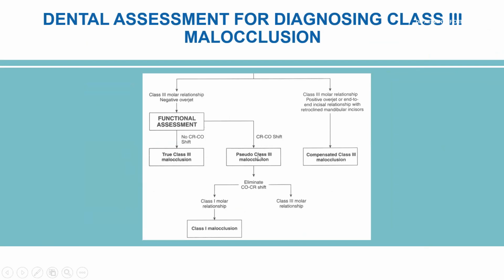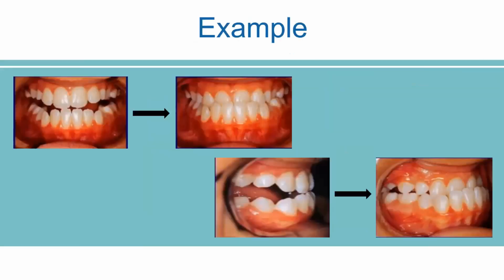Whereas a pseudo class 3 is where there is a CO-CR shift or a discrepancy. The centric relation and centric occlusion are not in unison, because of which there is a shift and the mandible comes forward. So when we eliminate this CO-CR shift, the mandible automatically will go back, and that will go back to a class 1 malocclusion. This condition is called a pseudo class 3. Whereas a compensated class 3 is where it is skeletally a class 1, but dentally it can still be a class 3 molar relationship.